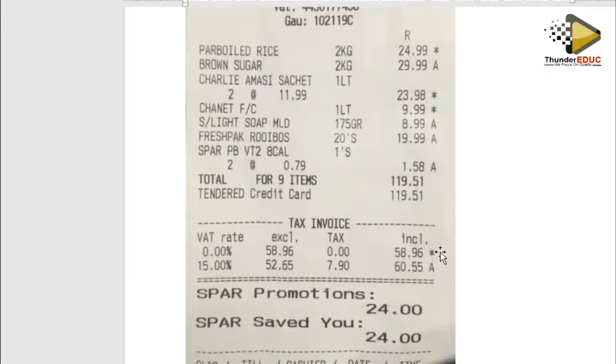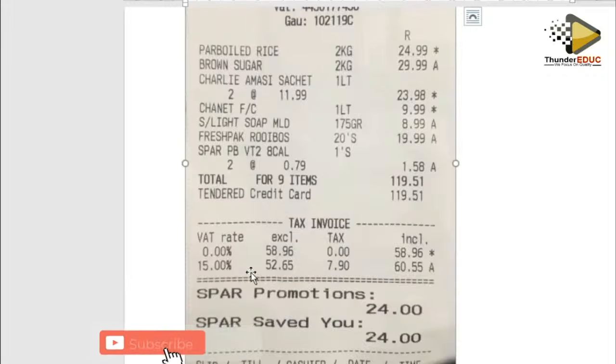But look at this icon here, the star. The star simply means the item has no VAT on it. So how many items do we have that didn't have VAT? We have 1, 2, 3.